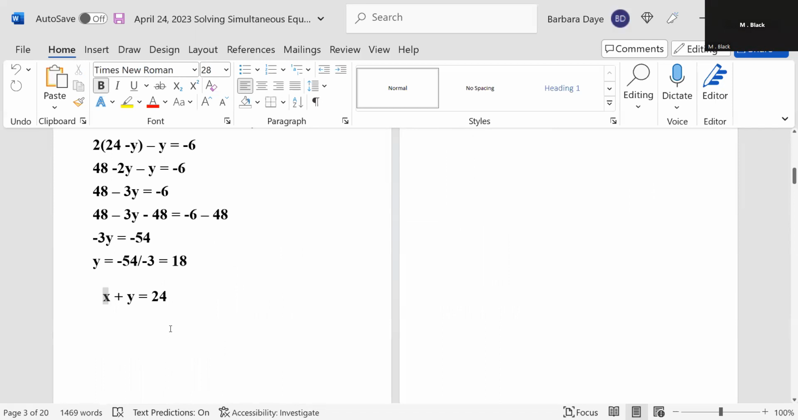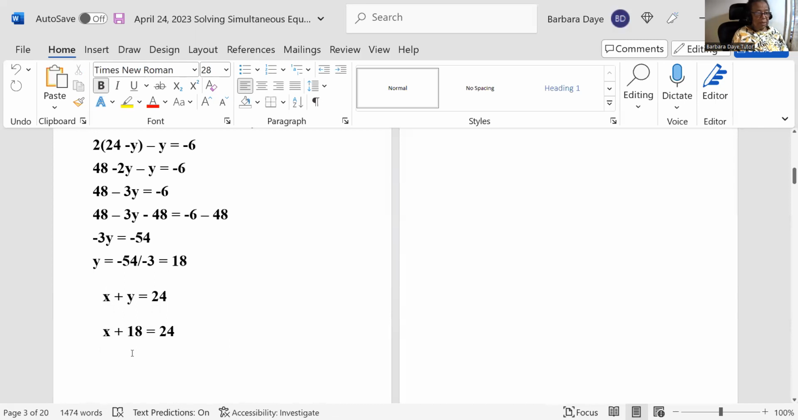Now, if x plus y is 24 and y is 18, Mercedes, what is x? X plus y, the sum is 24. That was our equation, right? So we got x plus y is 24. We found y is 18. So let me just put it there. Only one number adds to 18 to give 24.